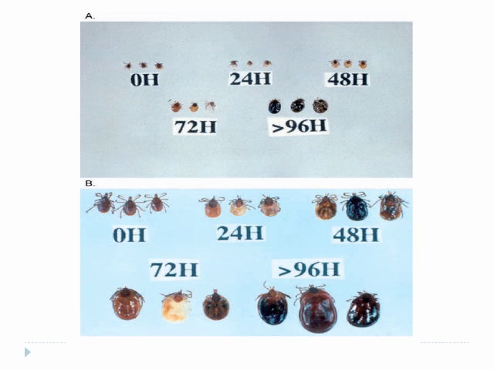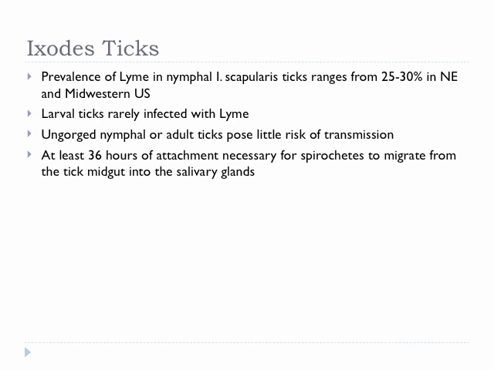In comparison, the adult female tick in slide B is pretty big at 0 hours, so you'll notice it if this is attached on you. You can see at 48 hours, it's quite big, so you would notice it. So Ixodes ticks, they've done studies, and the prevalence of Lyme in nymphal Ixodes scapularis ticks ranges from 20 to 35% in New England and Midwestern states. Like I said, larval ticks are rarely infected with Lyme disease.